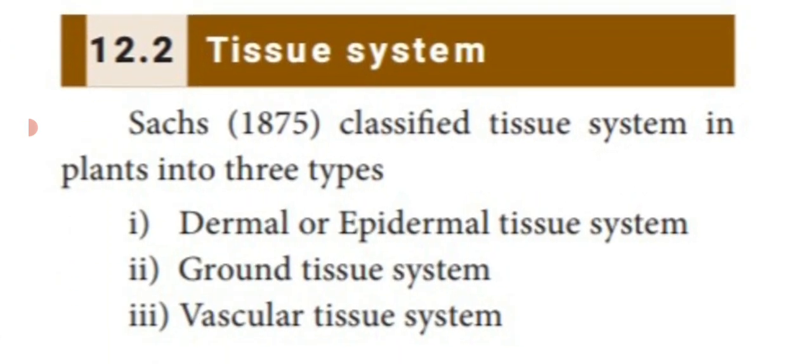Next one. It is a book back question. You already know that one. Name the 3 types of tissue system according to the scientist Sachs. Dear students, the answer is dermal or epidermal tissue system, ground tissue system, vascular tissue system. That is the book back question. But a 1 mark question is there. Who classified the plant tissue system into 3 types? Or, dash classified the tissue system into 3 types. Answer is Sachs.